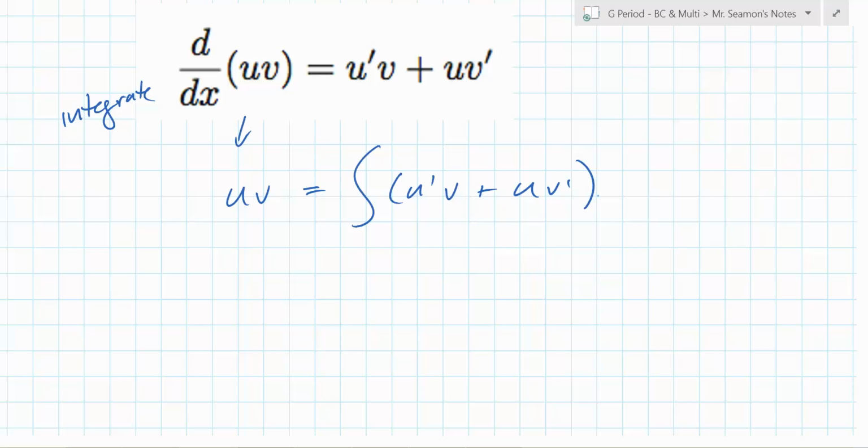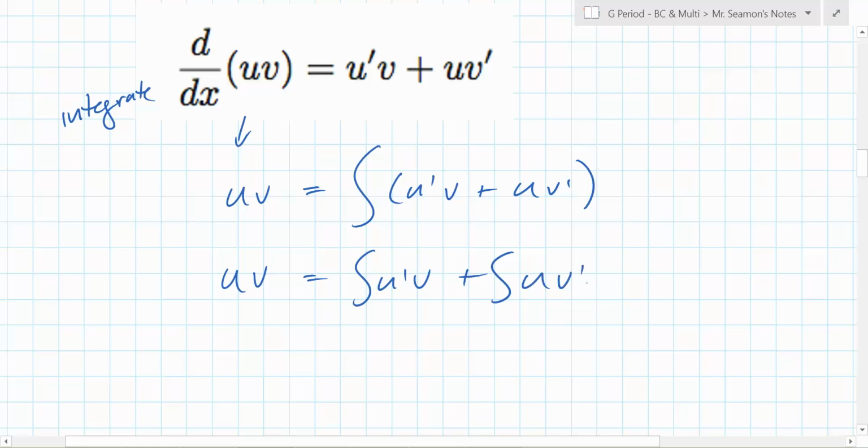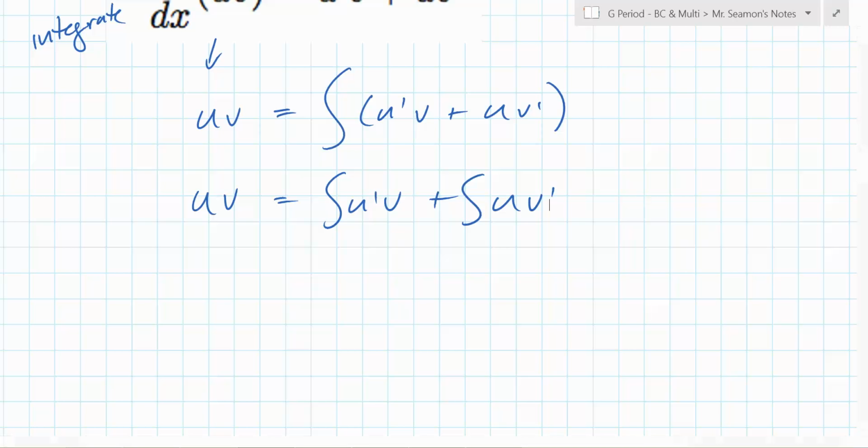When you're integrating the sum of two things, what can you do to both of those things? They take the integral separately, exactly. So you have uv equals the integral of u prime v plus the integral of u v prime. And then usually, how do you see this? What gets subtracted from both sides? Does it really matter what we subtract from both sides?